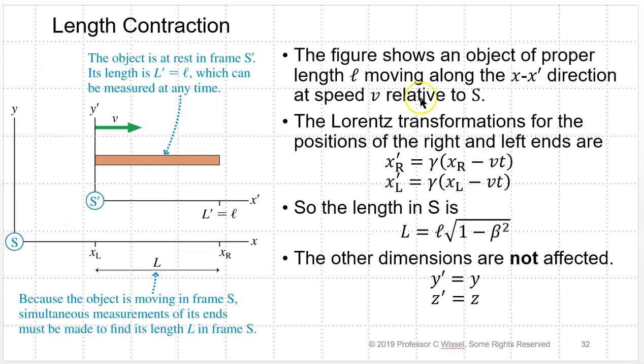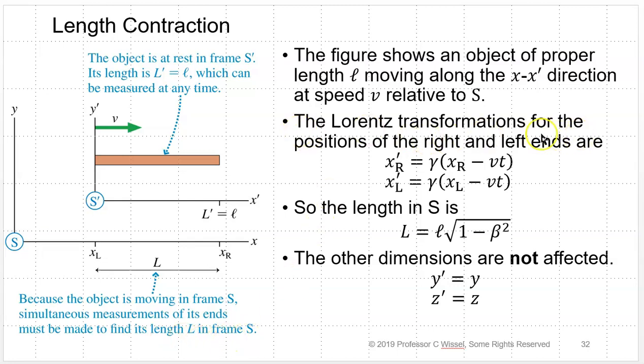The figure shows an object of proper length little l moving along the x prime direction at speed v relative to frame S. The object is at rest in frame S prime. Its length is L prime equals little l, which can be measured at any time. Because the object is moving relative to frame S, however, simultaneous measurements of its ends must be made to find its length L in frame S.